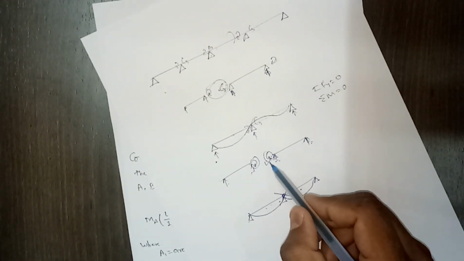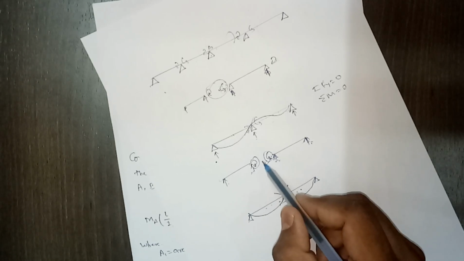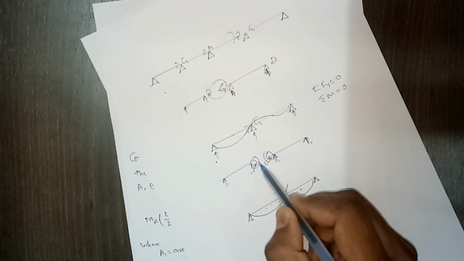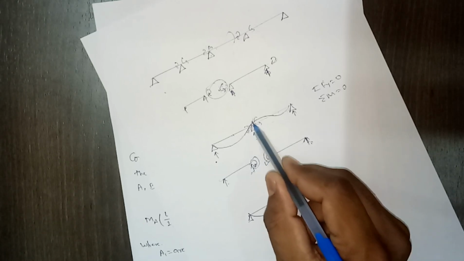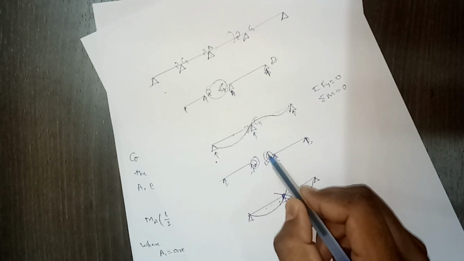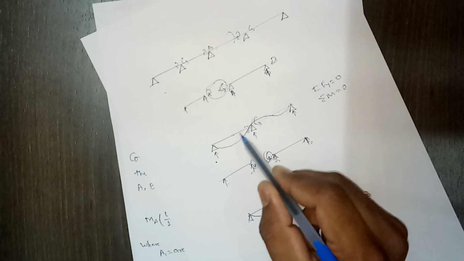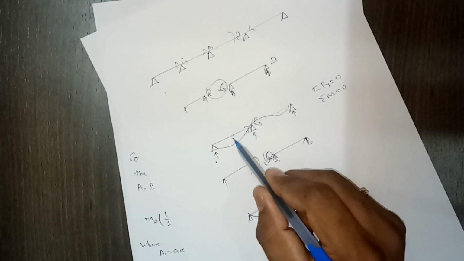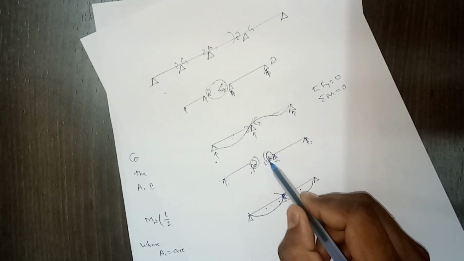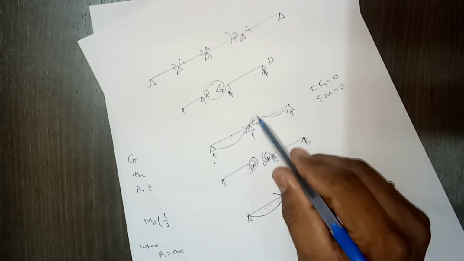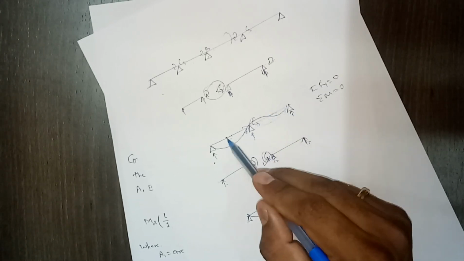Now using this Clapeyron's three moment theorem, we will be able to calculate this moment. Again, these are not two moments, but since we are drawing the free body diagram, whatever the bending moment this span will exert on this span, that we are showing, and this moment is the moment that will be exerted by this span on this side.